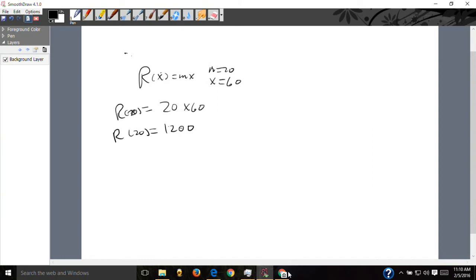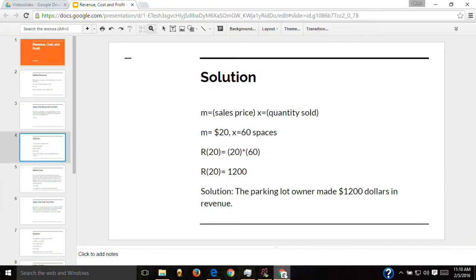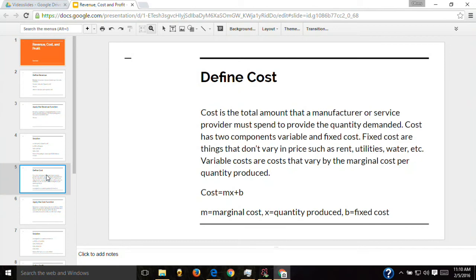All right, let's move on to cost. Let's define cost. Cost is the total amount that a manufacturer or service provider must spend to provide the quantity demanded. Cost has two components, variable and fixed cost. Fixed costs are things that don't vary in price, such as rent, utilities, water, etc. Variable costs are costs that vary by the marginal cost per the quantity produced.